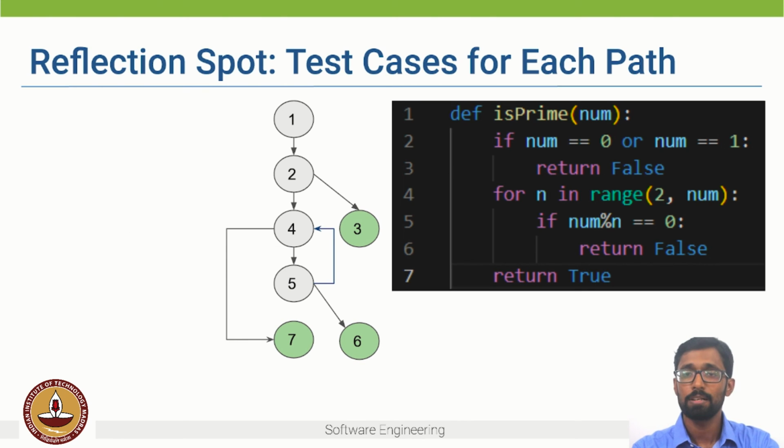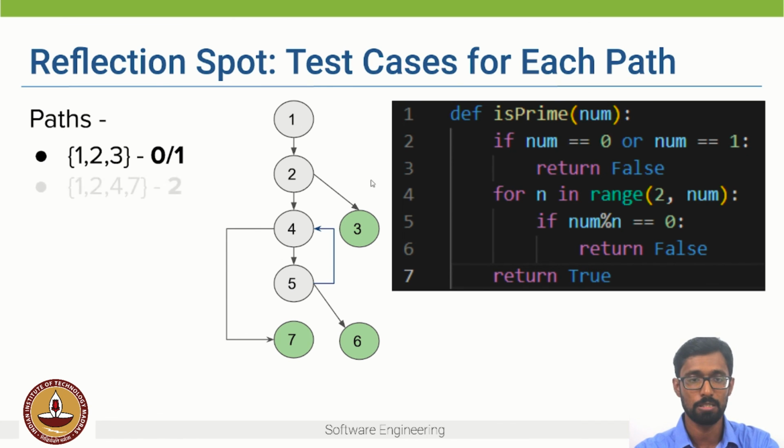So now let's look at the test cases for each path. The first path is 1, 2, 3. By looking at the program, if num is 0 or 1, the program flows through this path. So that is a test case for this path. For 1, 2, 4 and 7, for the value 2, we do not enter the for loop, we directly jump out. So 2 is a test case for that path.